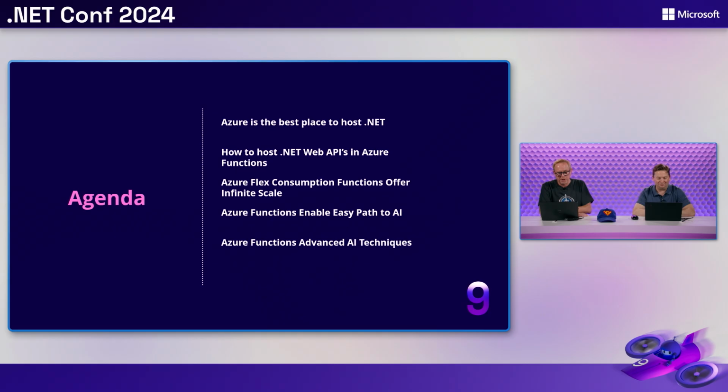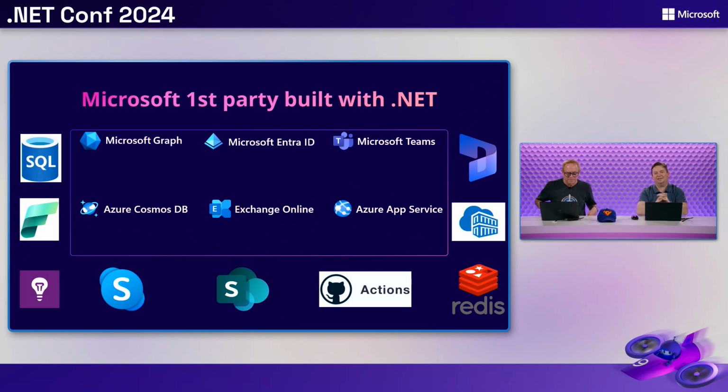As we're talking about scale, what makes .NET amazing is we don't just build it in a vacuum. Because we're part of Microsoft, we get to actually build it, and many of the services that you rely on for the stuff you run today are powered by .NET. You can see here we've got Microsoft Graph, Microsoft Entra ID, Microsoft Teams, Cosmos DB, Exchange, Azure App Service, and many, many more are built on .NET.